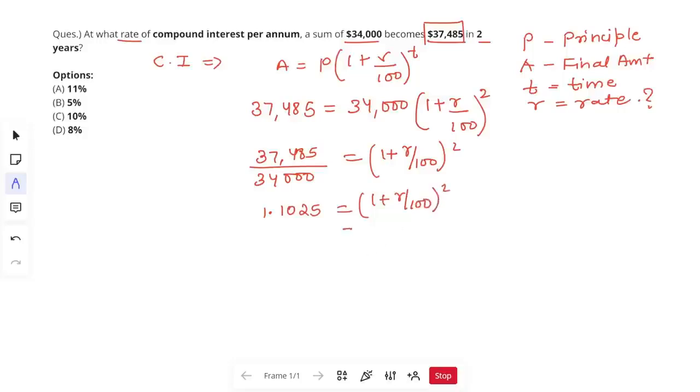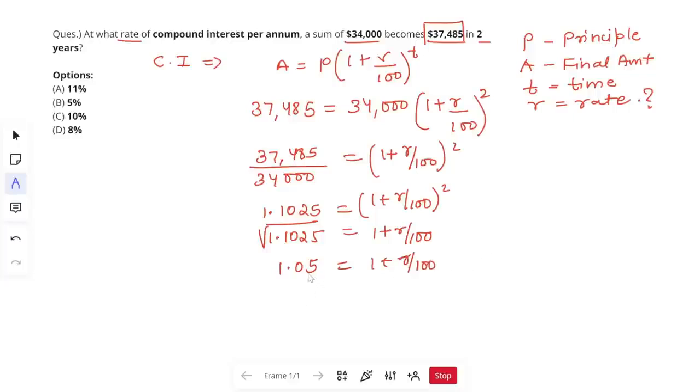Now to solve it further, this is squared on this side, so we can write it this way: this can go there, so it will become the square root of 1.1025, and here we have the one value only. Now we are not taking the square. If you solve it further, this is going to be 1.05, and this is going to be 1 plus R by 100, right? 1 plus R by 100.